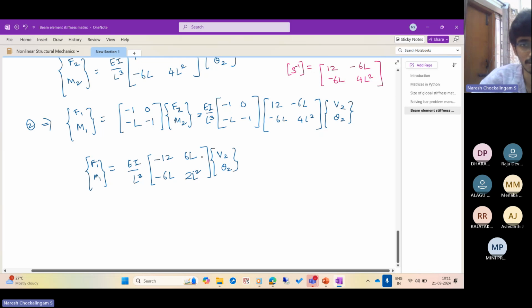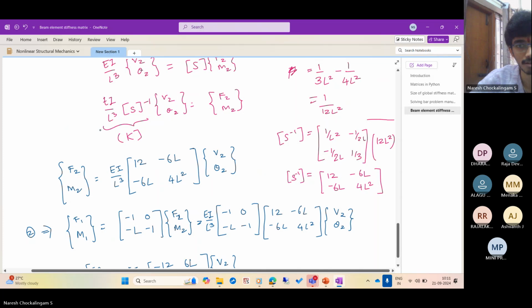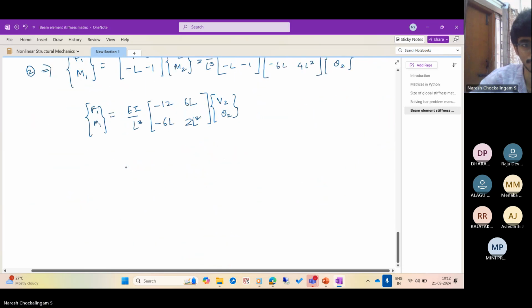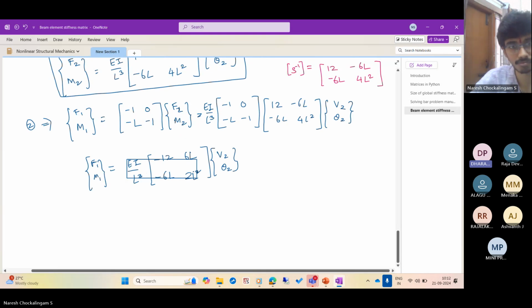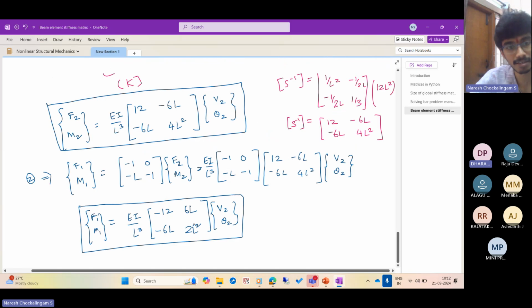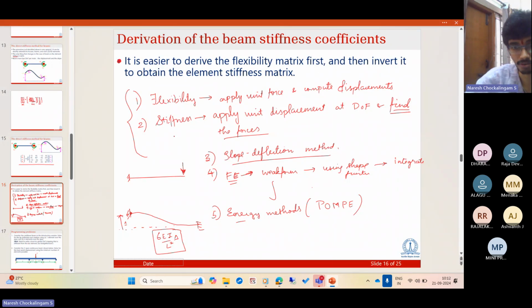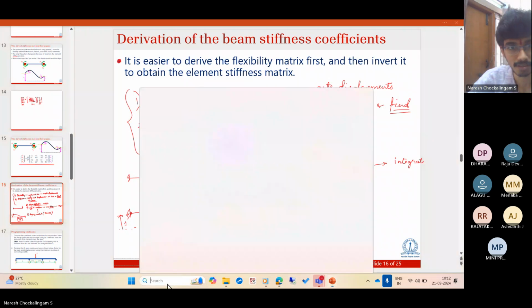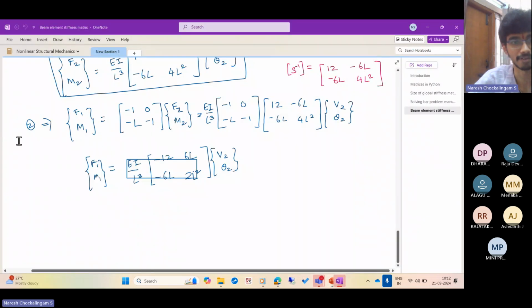Now combine these two equations, this equation and this equation. So the matrix is not symmetric. F1 M1 equal to this last matrix. Why is it not symmetric? So that's a good question.